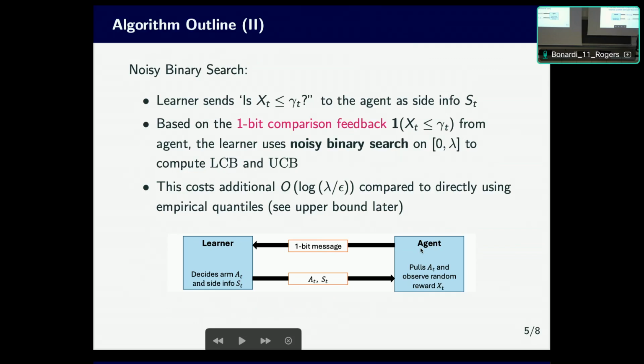And this noisy binary search step, compared to directly using the empirical quantile, will just cause a multiplicative factor of log lambda over epsilon, as we will see later in the upper bound.